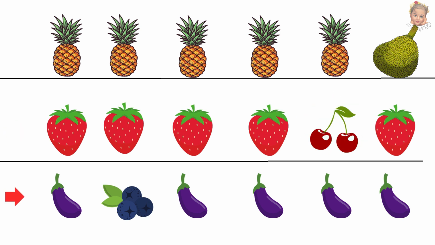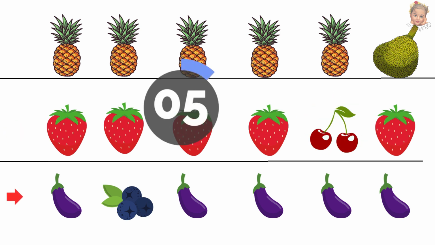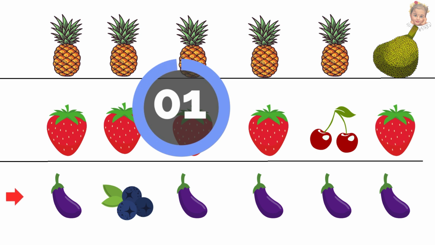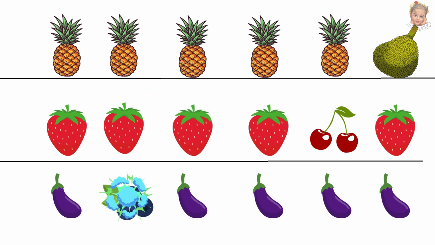We'll move on to the third row. Which one is the odd one out in the third row? Blueberry. Blueberry is the odd one out in the third row. There's lot of brinjal, only one blueberry. So that is the odd one out.